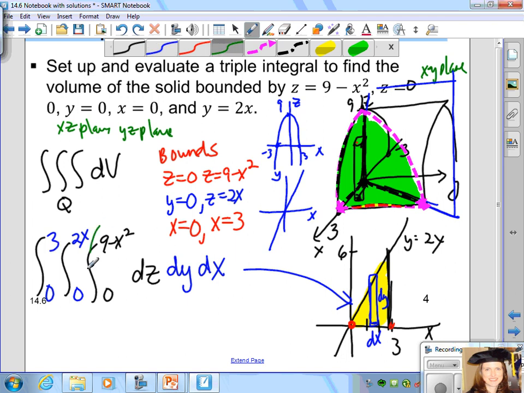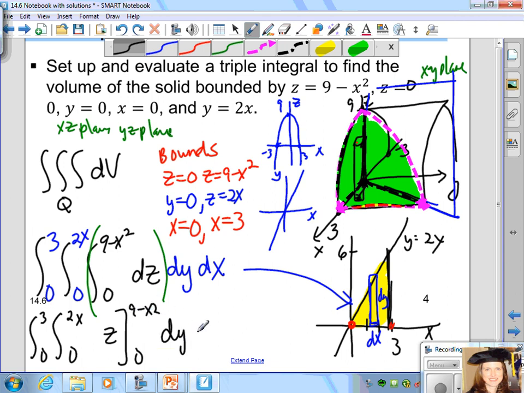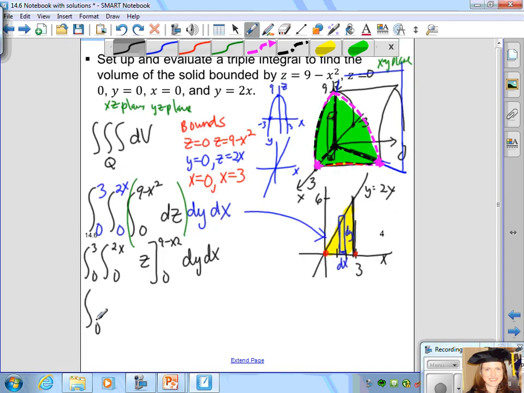Begin with the inside integral. The differential is dz, so you integrate with respect to z. So it's going to be the integral from 0 to 3 of the integral from 0 to 2x. The antiderivative of dz is z, where z goes from 0 to 9 minus x squared, dy dx. When you plug in the upper bound for z, it's 9 minus x squared. And when you plug in 0, you get 0. So now we have this iterated integral.